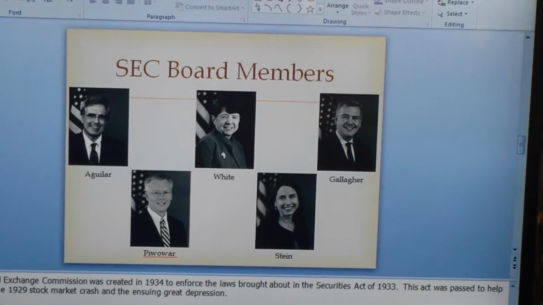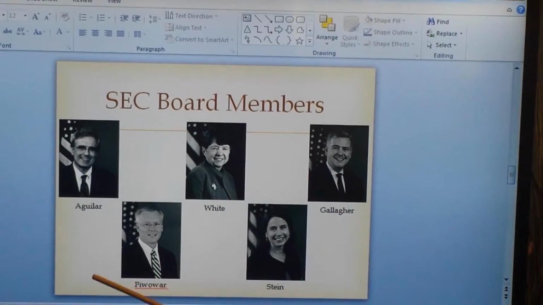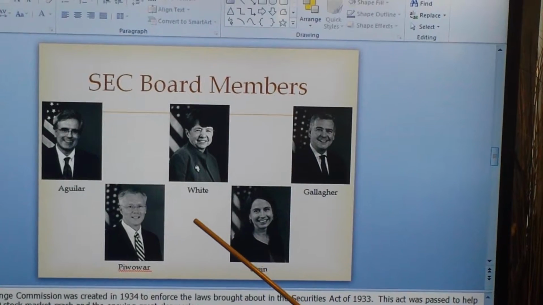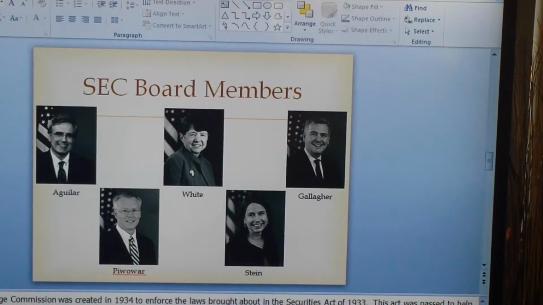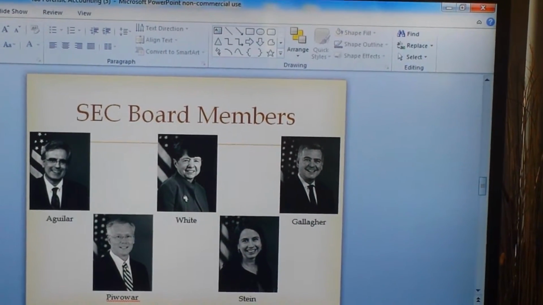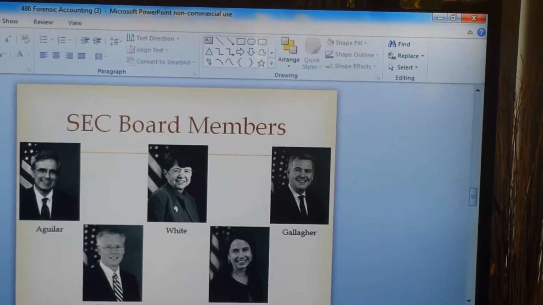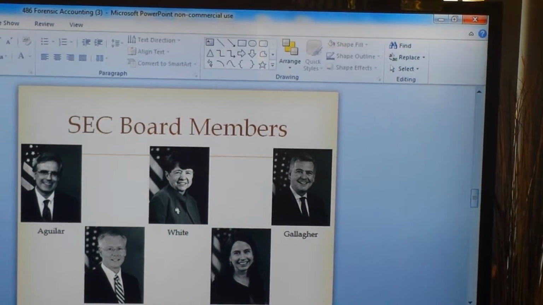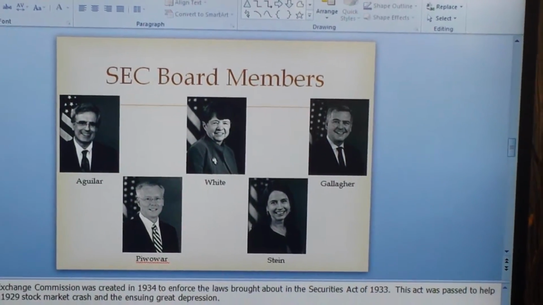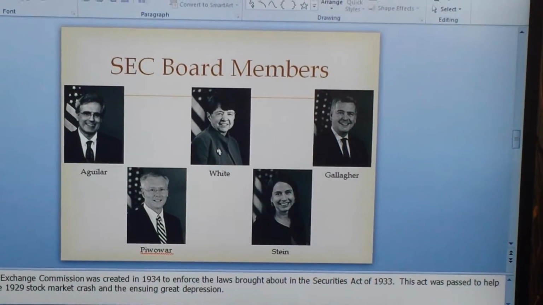So here we have the SEC board members. We have Aguilar, Piwowar, White, Stein, and Gallagher. The Securities and Exchange Commission was created in 1934 to enforce the laws brought about in the Securities Act of 1933. The Securities Act of 1933 was passed to help stem the tide of the 1929 stock market crash and the ensuing Great Depression.